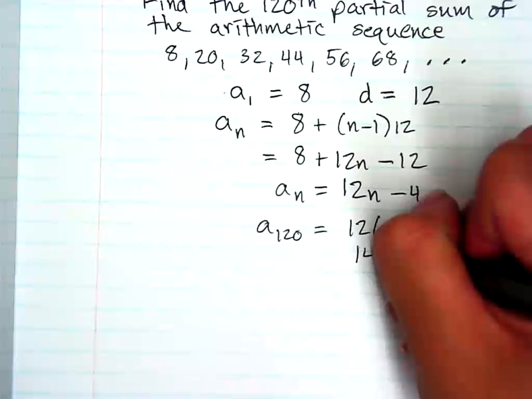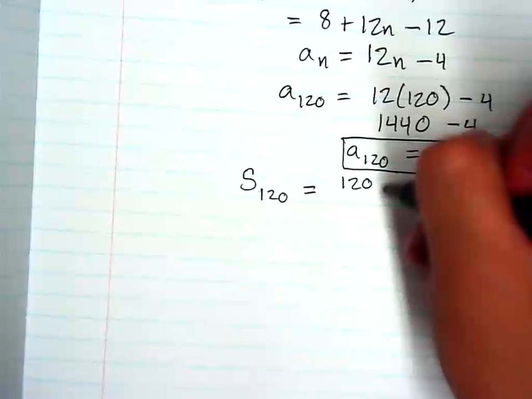Now, that's not actually the answer we're looking for because we're asked for the sum, but this is going to be important for us. So the sum of the first 120 terms, we're going to substitute in 120 right there, over 2. The initial value is 8. We're going to add it to the terminating value of 1,436. Simplified inside and outside, this is going to be 60 times 1,444.